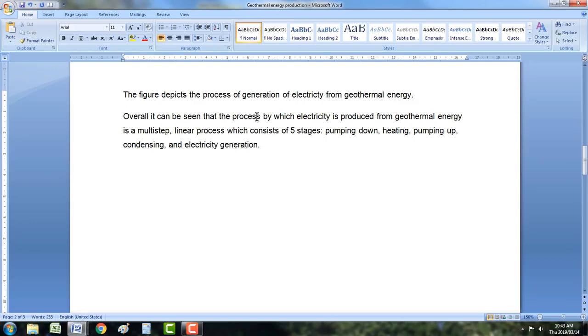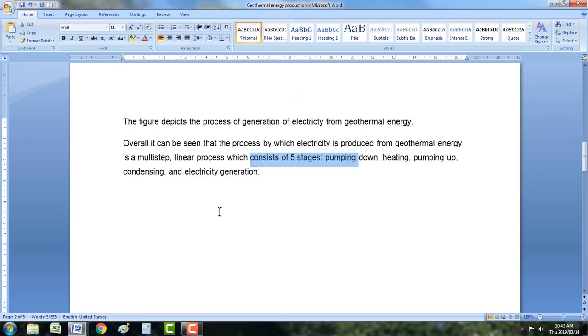Overall, it can be seen that the process by which electricity is produced, very nice, from geothermal energy is a multi-step linear process, which, so we've got a lovely complex sentence there, consists of 5 stages, and we've given the overview of the stages, given them some names. What happens if you can't do this? It's possible you can't do this. Then try and think of some other information that you can give.